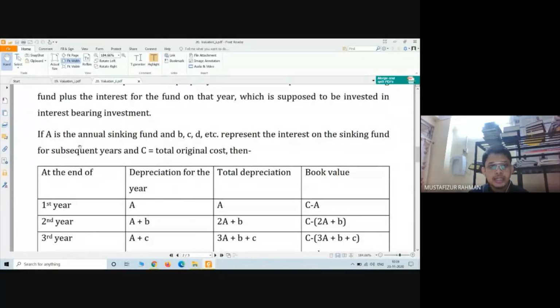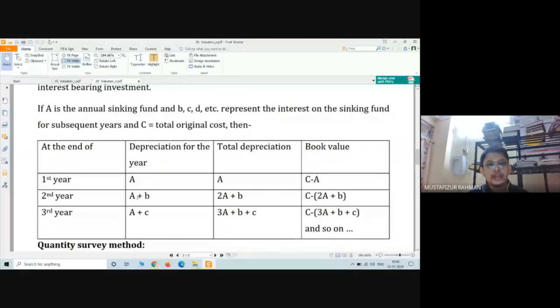So we are saying that A is the sinking fund in the first year. A is the depreciation because there is a sinking fund, no interest in the first year. So the book value is C minus A. In the second year, we have A, the sinking fund, plus the rate of interest. So it becomes twice A plus B, total depreciation. So book value is original cost minus total depreciation this way.